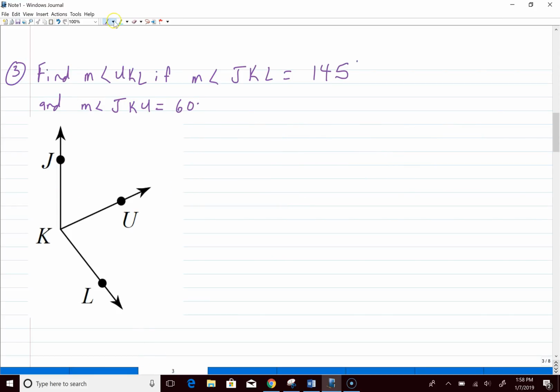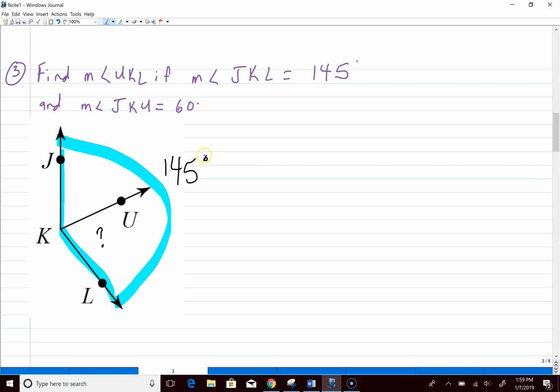Number 3. Find the measure of the angle UKL. So this one we don't know what it is. If the measure of angle JKL, that's the whole thing, JKL, that's the full angle, from here all the way over there, is 145. And the measure of angle JKU, this angle in here, is 60.